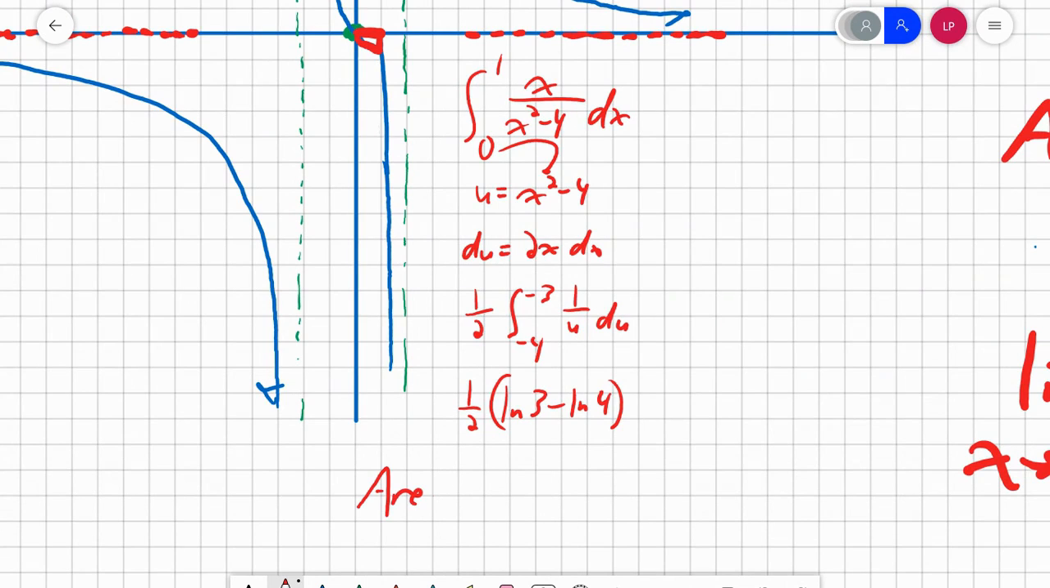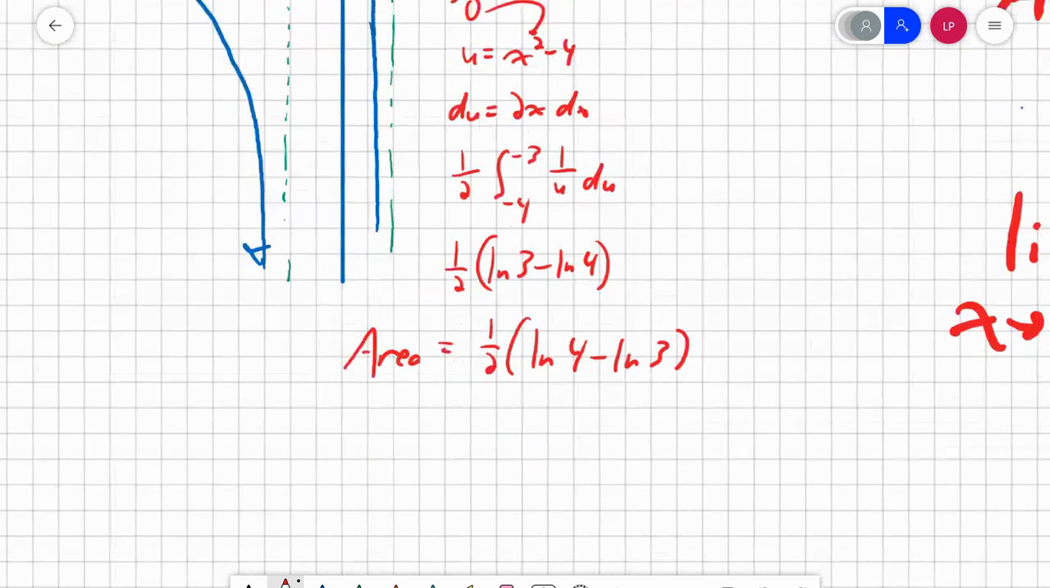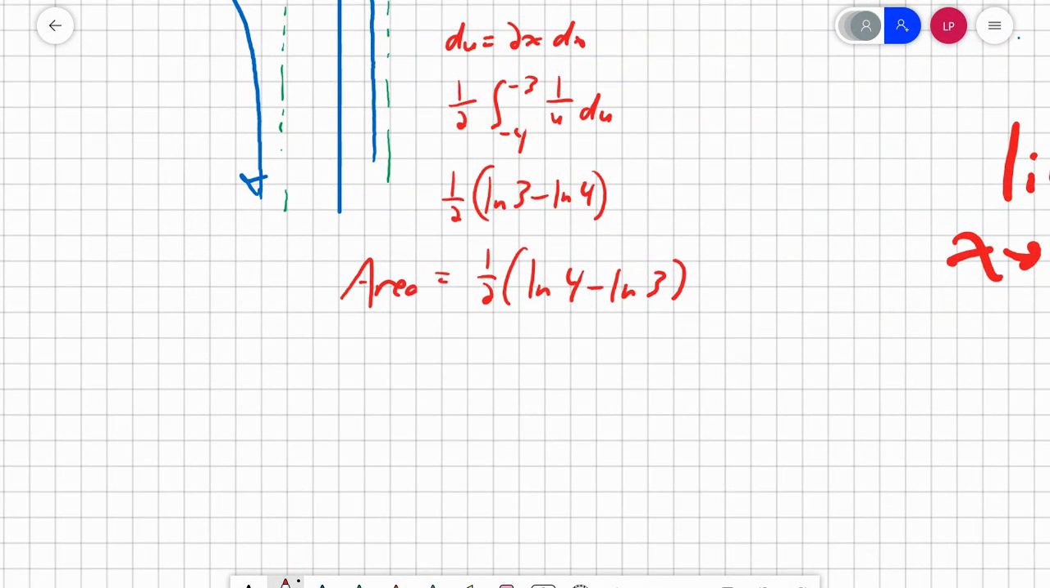So the area, we'd have to switch that around and make it 1/2 times the ln of 4 minus the ln of 3. And then the only way to clean that up is actually just to say ln of 4 is the same as 2 times the ln of 2. So then maybe I could say the ln of 2 minus 1/2 the ln of 3.